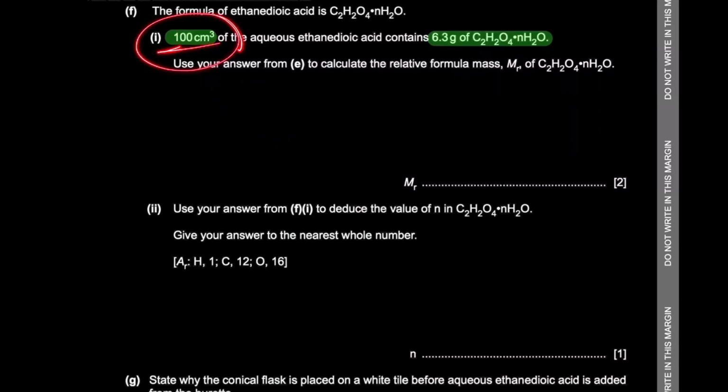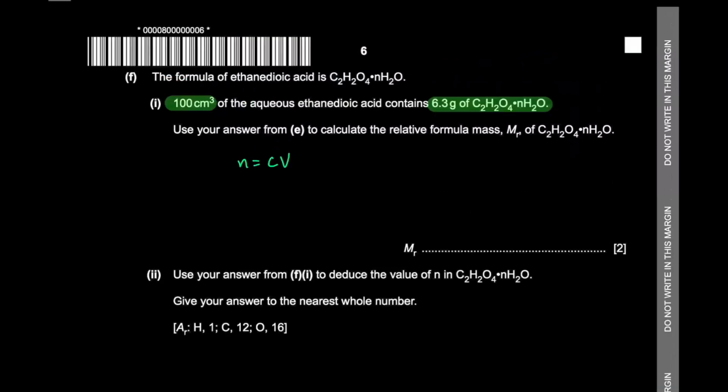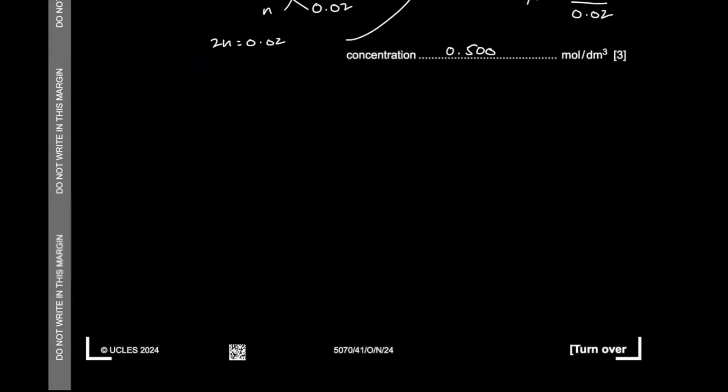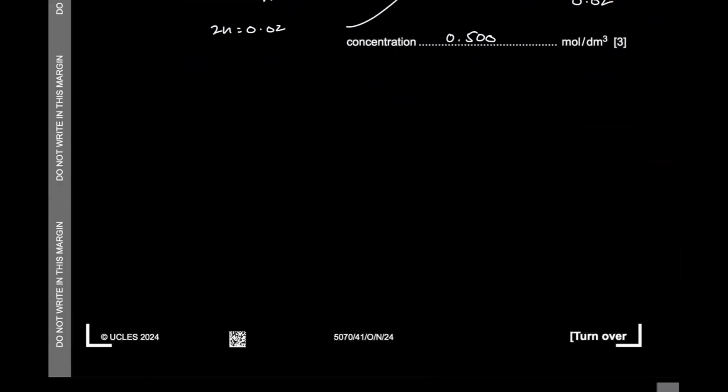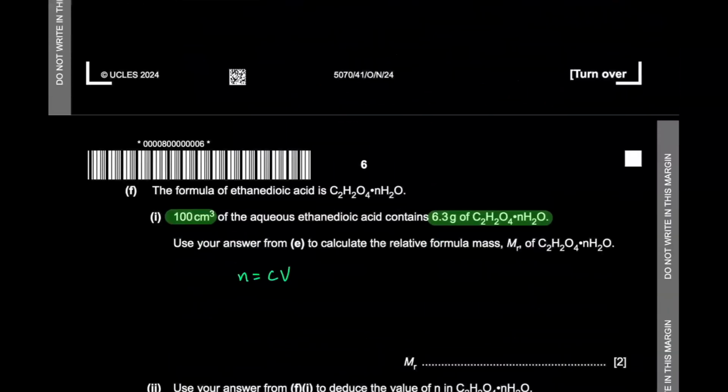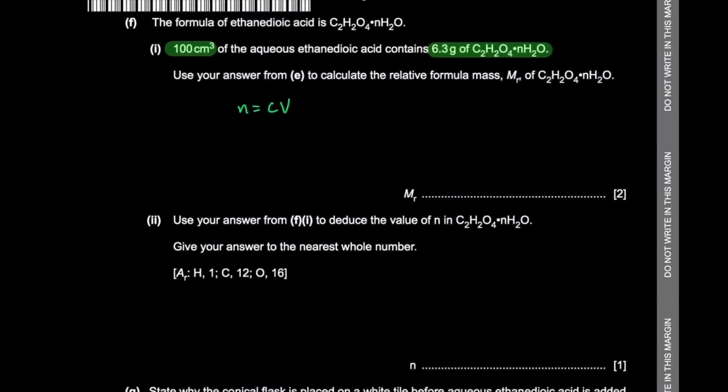So we have the volume. Okay, let me say this again though. So we want to find the moles, right? The moles is concentration times volume. We have the volume given to us, and we have the concentration from the previous part, which is 0.5 moles per dm cube. So this is 0.5. That was the concentration times the volume, which is 100 over 1000. So we get 0.05 moles, right?